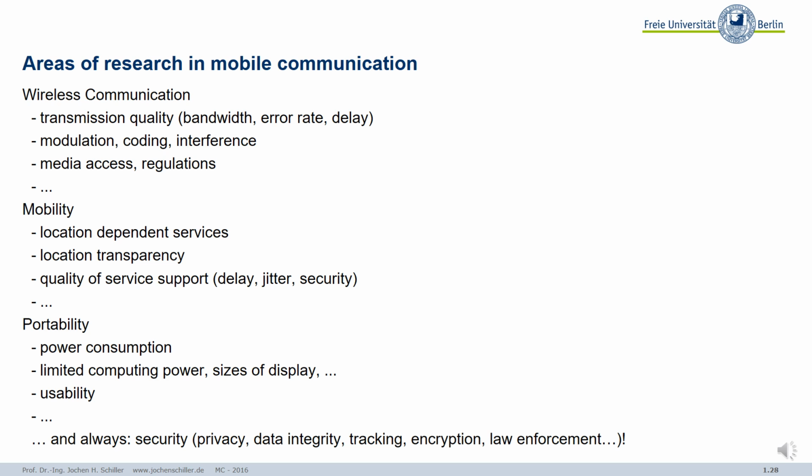Decrease the delay. Delay is one of the biggest problems. So how can we code many bits per second onto our signal, although we have interference and all these things? How can we organize medium access?